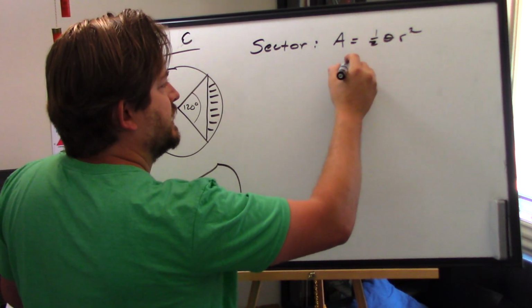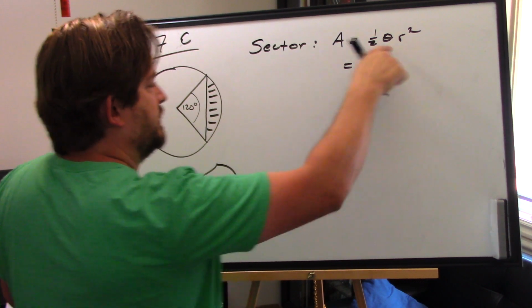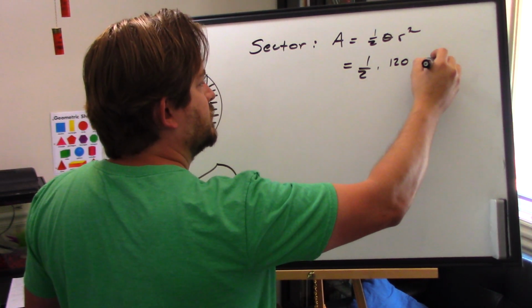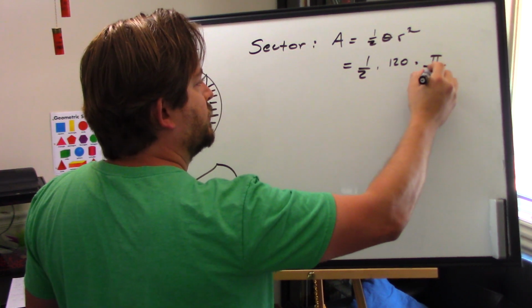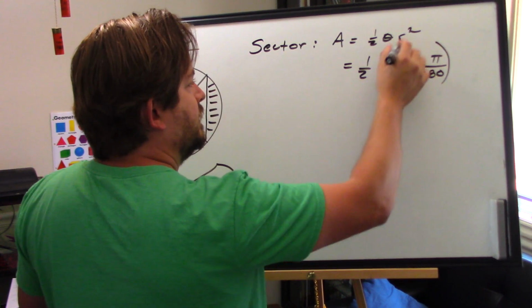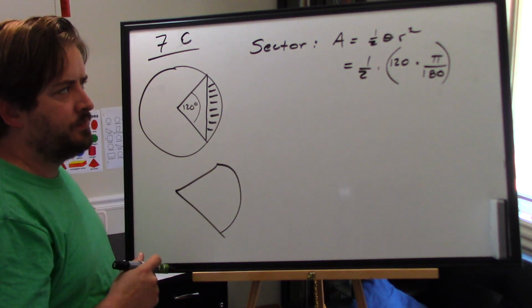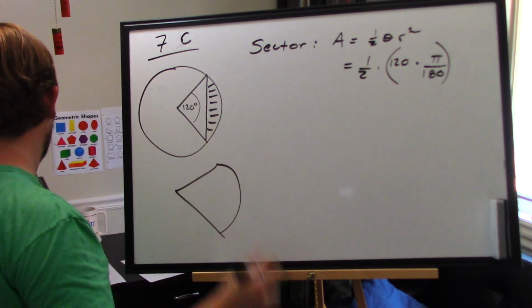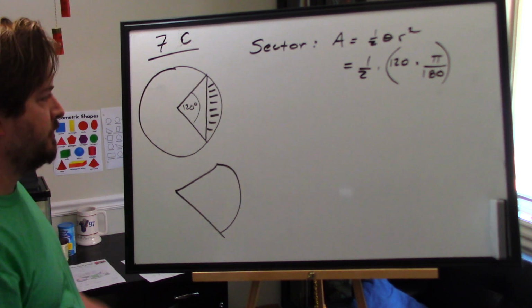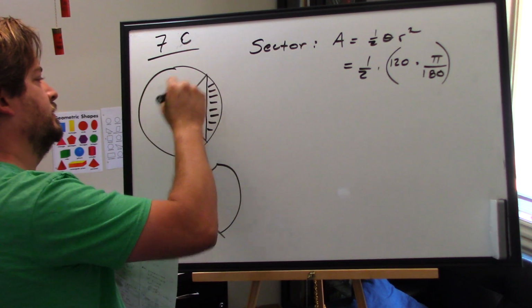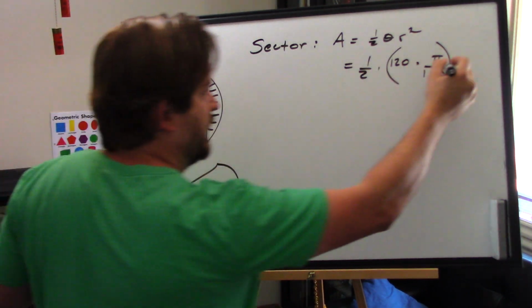So my area of the sector is 1/2. My theta, I can put 120 degrees in here as long as I convert that. So I convert it by multiplying by pi over 180. Whatever the result of that is, that's my theta in radians. And then I have r, and r was given to me, even though I didn't read it out. R is 8. And so I have 8 squared.